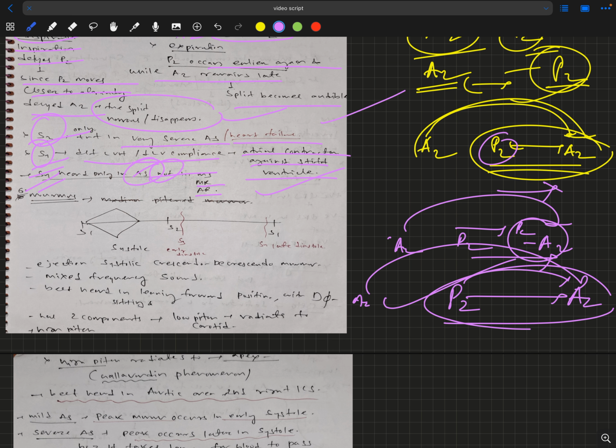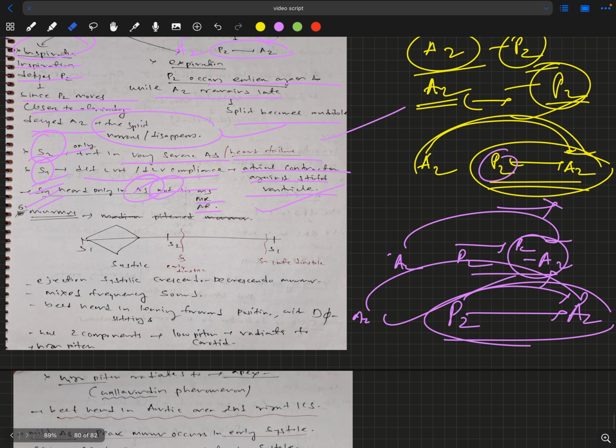Now let's discuss what happens to all the cardiac sounds. S1 is normal, and S2 reverse split can be there in case of severe aortic stenosis. S3 can be there in severe aortic stenosis or a failing heart. S4 is there because the atria are pumping against the stiff ventricle.